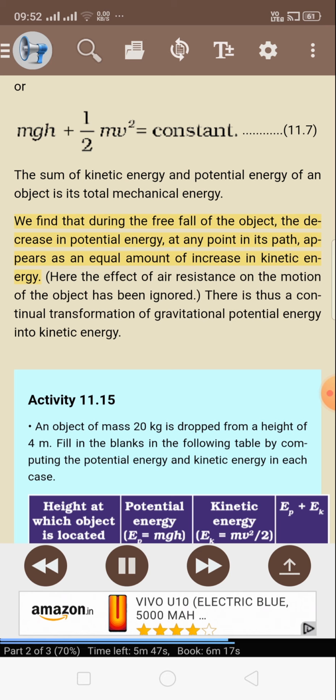We find that during the free fall of the object, the decrease in potential energy at any point in its path appears as an equal amount of increase in kinetic energy. Here the effect of air resistance on the motion of the object has been ignored. There is thus a continual transformation of gravitational potential energy into kinetic energy.